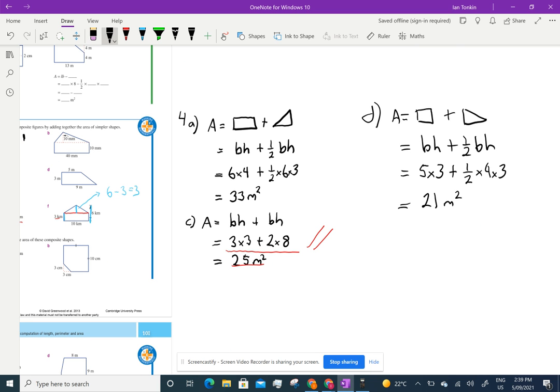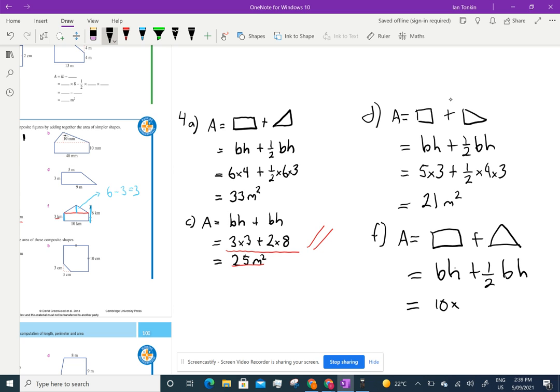So let's put it all together now. What have I got? F, the area equals that rectangle plus the triangle. Well, the rectangle's easy. It's 3 times 10. Oh, sorry, let's write the formulas in. So BH plus a half BH, and the base of the rectangle is 10, and the height of the rectangle is 3. Again, the base of the triangle is 10, and the height is 3.